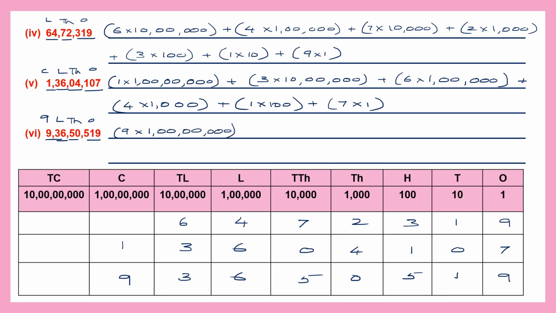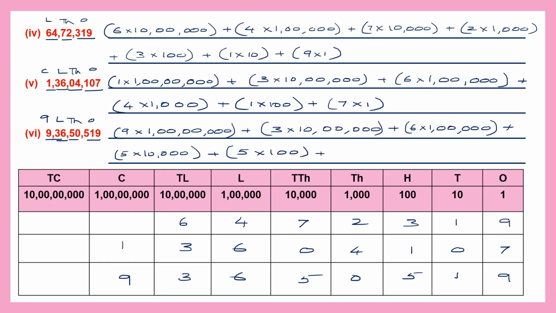So that's 1 crore, plus we have 3 into 10 lakh. Okay, then we have 6 into 1 lakh, plus we have 5 into 10,000. Then we have the 0, we can leave it out. Then we have 5 into 100, plus 1 into 10, plus 9 into 1. So this is the expanded form.